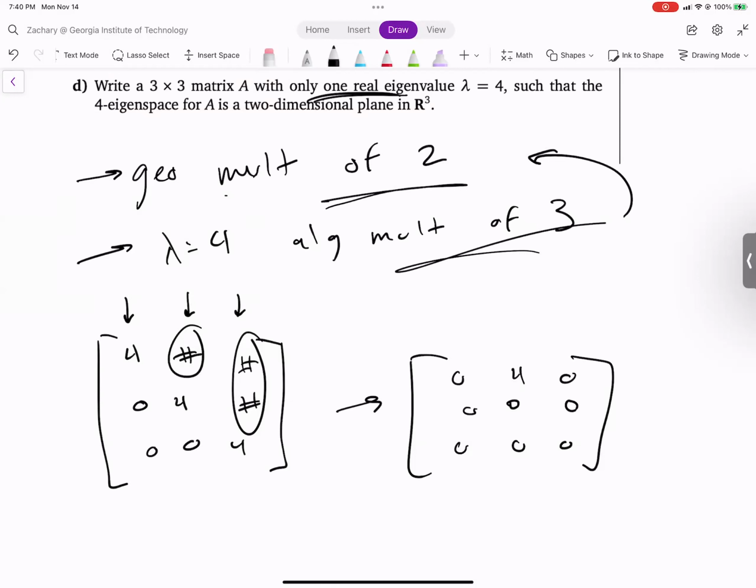Doesn't the algebraic only equal the geometric multiplicity when it's diagonalizable? Does that answer your question? Cool. Other questions on this? Yes. So that is geometric multiplicity, not algebraic. Algebraic multiplicity talks about the free variables when we take A minus 4I. It doesn't talk about how many times it happens algebraically.